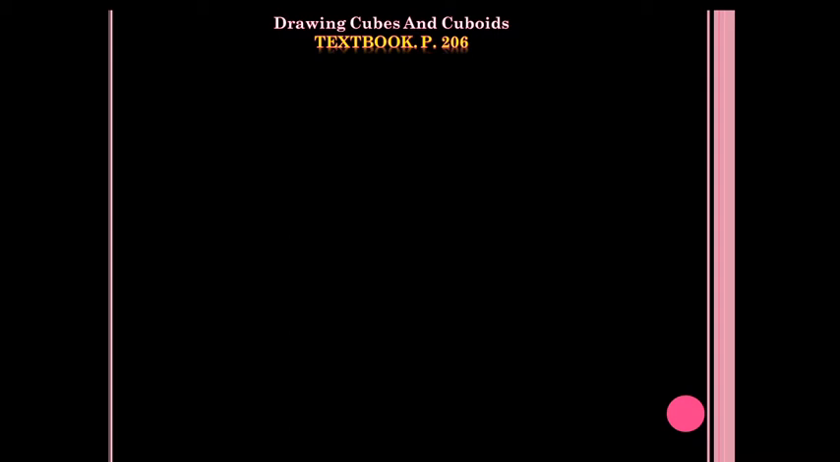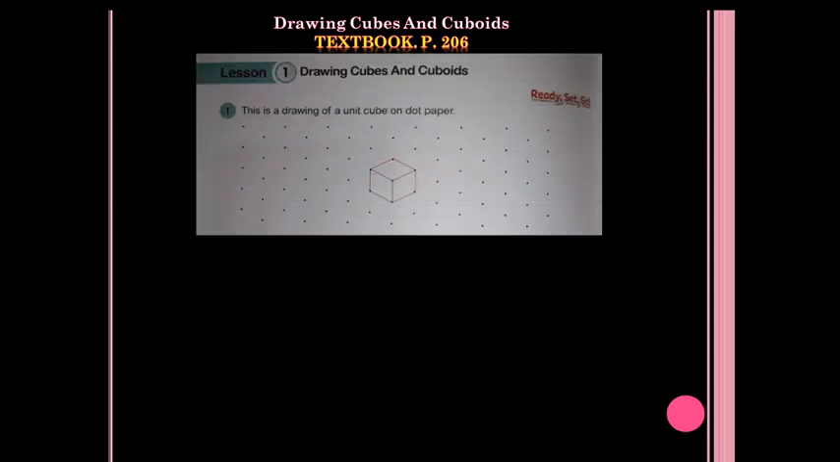Now open your textbook, page 206. This is lesson 1, drawing cubes and cuboids. Number 1, this is a drawing of a unit cube on dot paper. Look at this, the width 1, the depth 1, the height 1. So this is very simple.